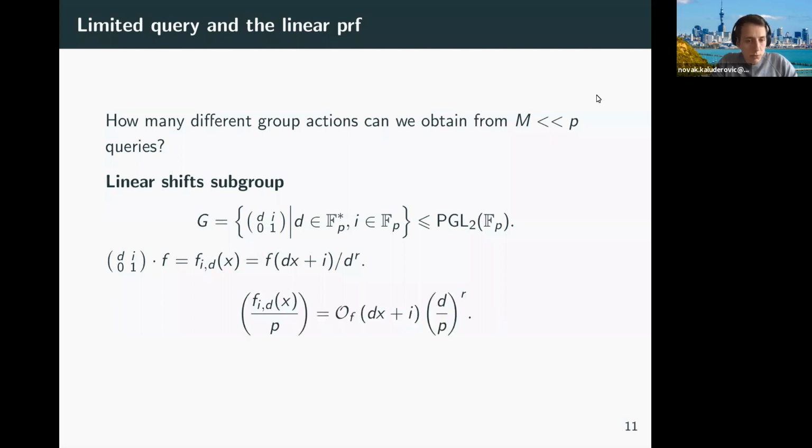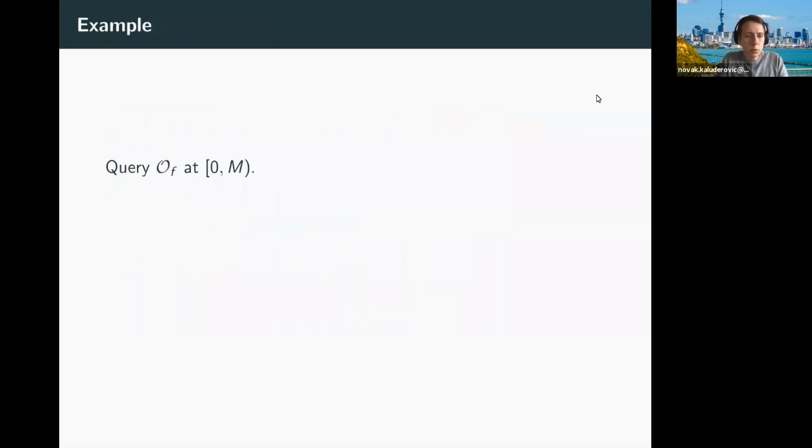We can compute the symbol of f(I) by querying the oracle at points dx plus I and multiplying that with the Legendre symbol of d. So how would the algorithm look? We have m queries, and let's suppose we query the oracle at 0, 1, 2, up to m minus 1.